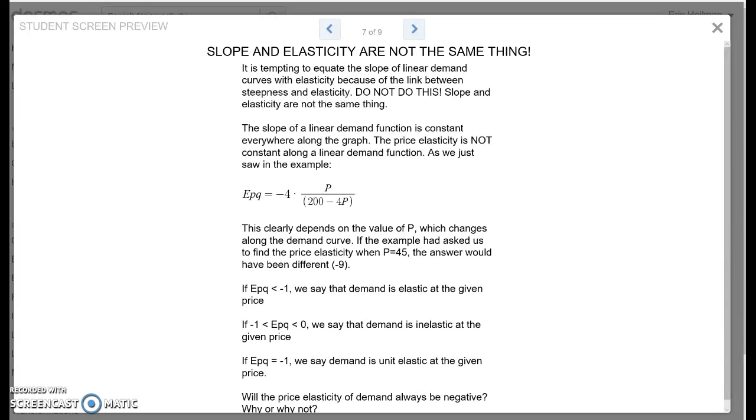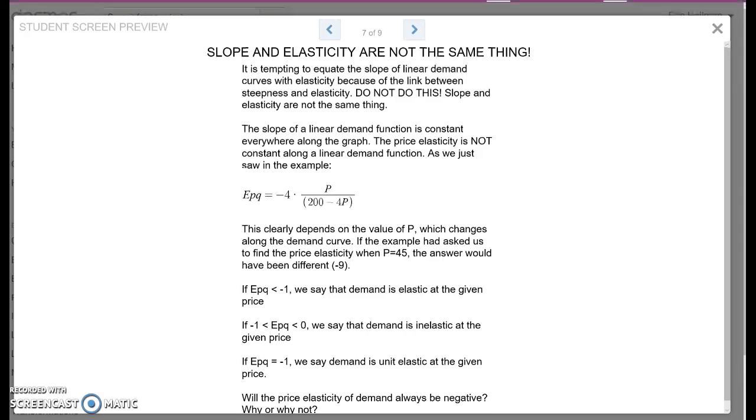Oh, I skipped a question. I'm going to go back. Oh, I don't have to. Okay, so the question down here at the bottom says, will the price elasticity of demand always be negative? Why or why not? So I'll give you a second. Think about that. Put your answer in, pause it, and then I will answer it.